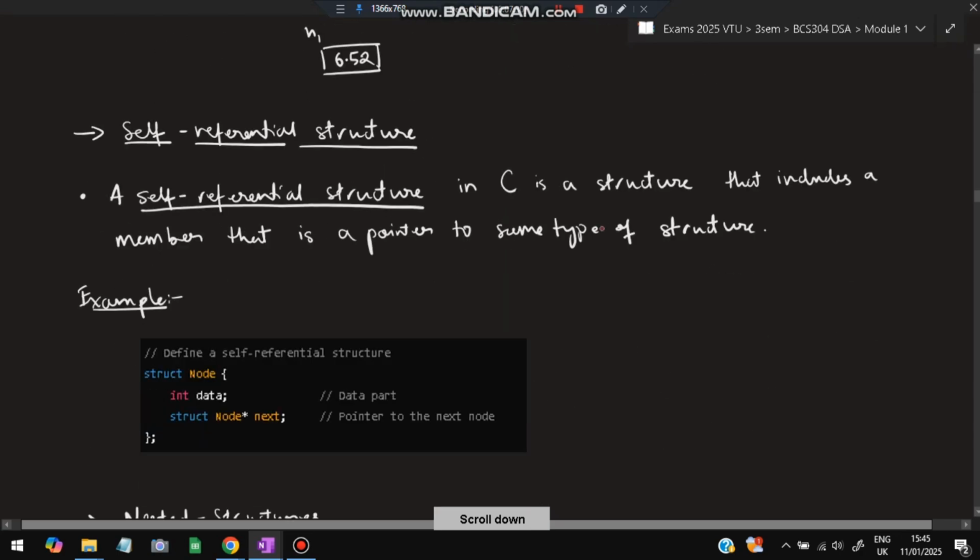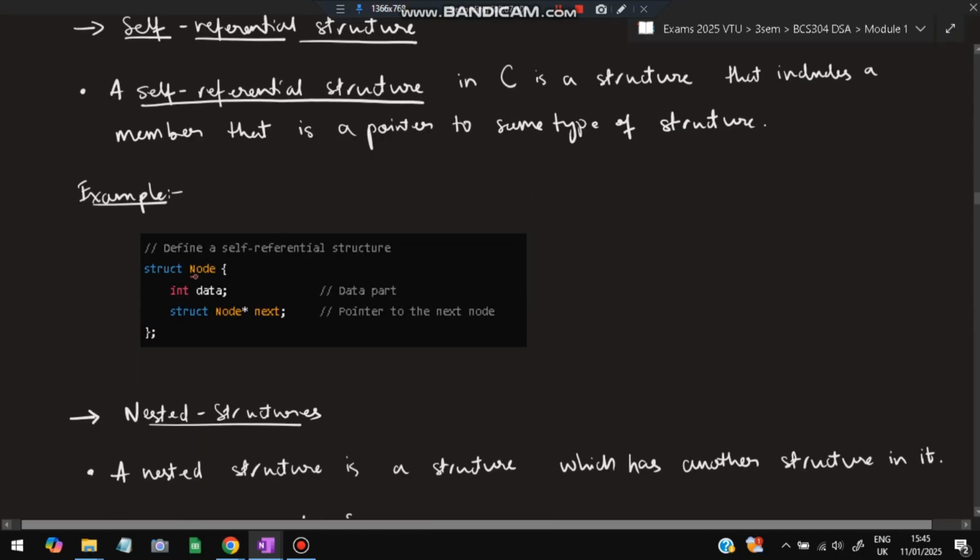Now what is a self-referential structure? A self-referential structure in C is a structure that includes a member that is a pointer to the same type of structure. Okay, so we declare a structure. In this case we declared a structure node. Now if we use this same node to create another structure inside it, it will be pointing to the same structure.